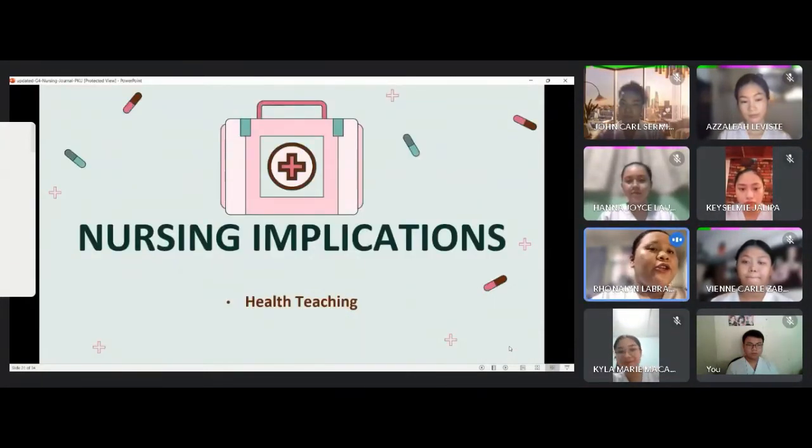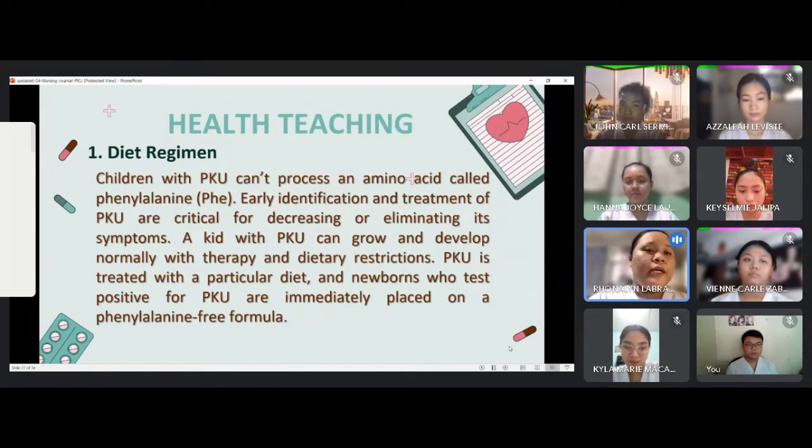So, good day. My name is Rhonalyn A. Labrador, and I'm here to discuss the nursing implications and health teaching. Here we will discuss what should and should not be eaten by an infant or an individual that has phenylketonuria, and also the things a parent of an infant with PKU should know and take into consideration.